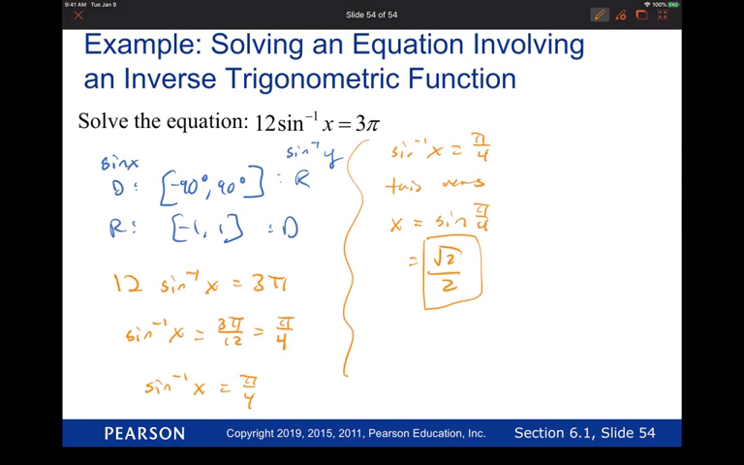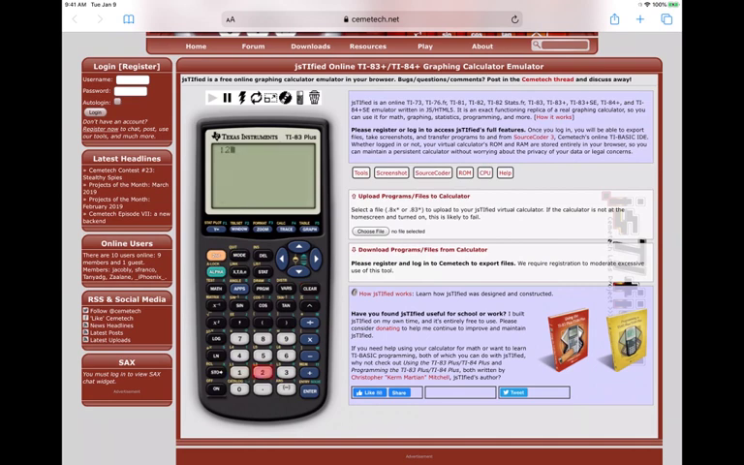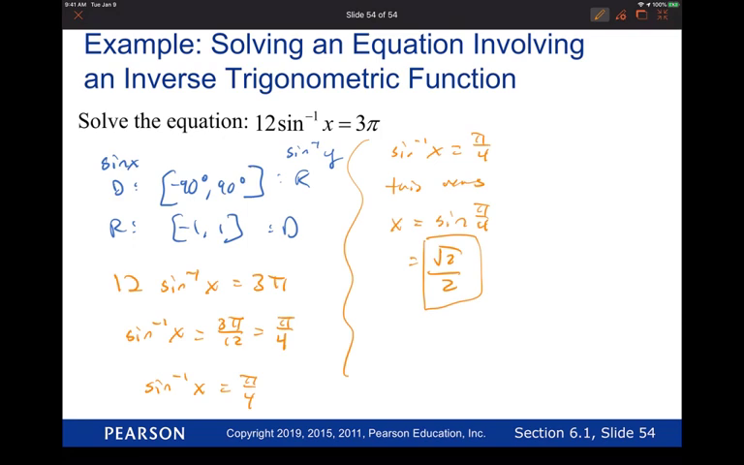Now let's do 12 times the inverse sine of root 2 over 2 and see what happens. We're going to get some decimal. That should be 3 times pi. Awesome. So I think that was correct. When I put it in the calculator, it actually worked out. Let me check this.